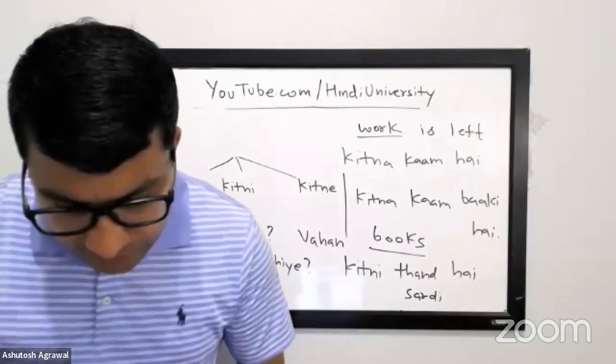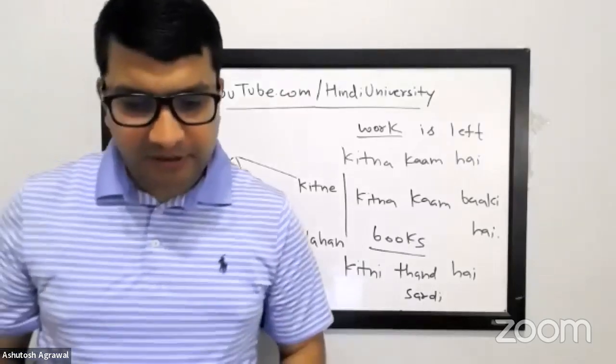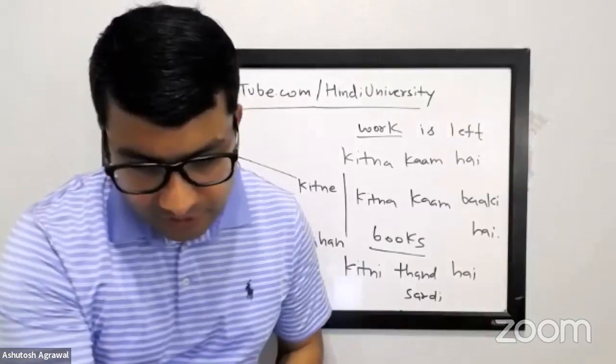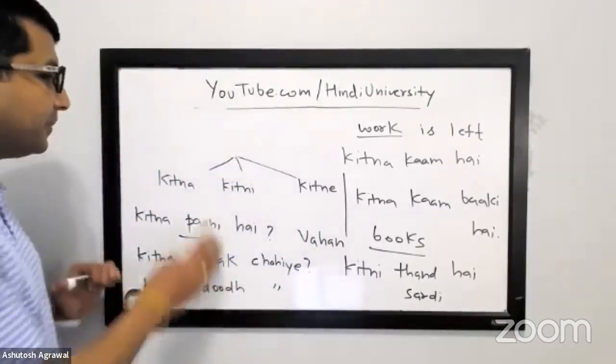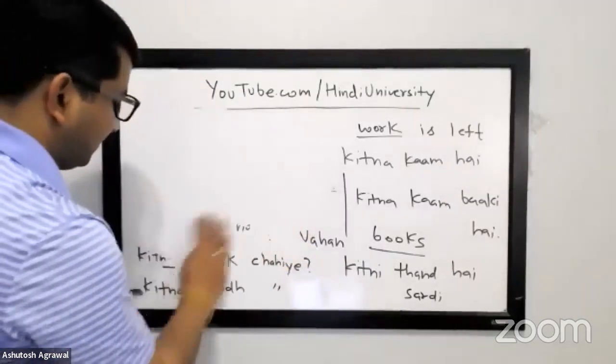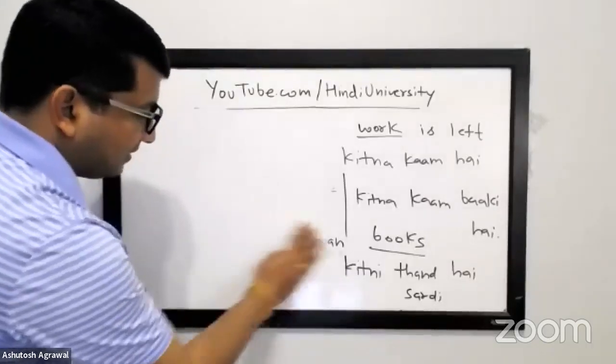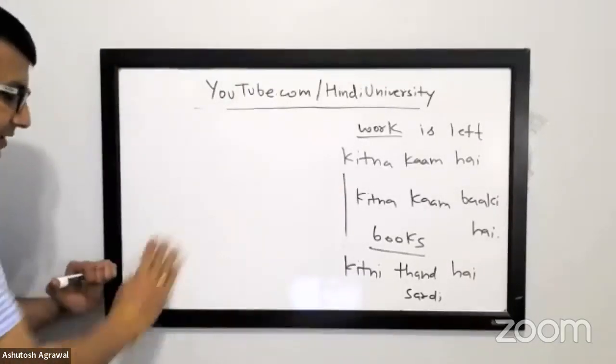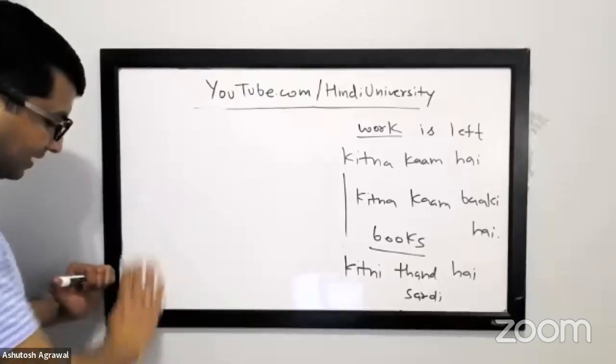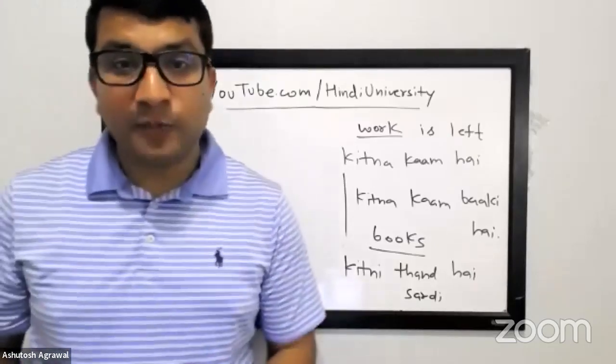Right. Just like that, how many? Let's do kitne also. How many people are coming? Donna ji, how many people are coming? कितने लोग आते हैं? आ रहे हैं. Very good. कितने लोग आ रहे हैं? How many people are coming?